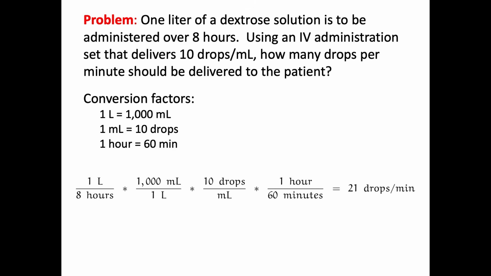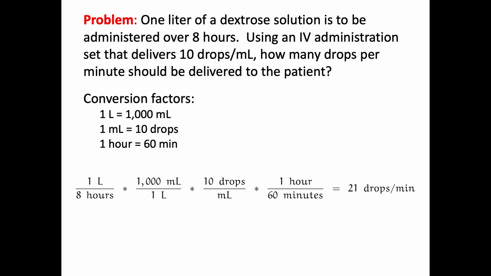Okay? So in this case, you can do it in any order. Let's convert our volume first. Let's convert volume in the units of liters to a volume in drops. But my conversion is 10 drops per milliliter, so my first step is to convert liters. So I'm going to take my 1 liter over 8 hours times 1,000 milliliters per liter. My units of liters cancel, and I'm now in milliliters per 8 hours. Okay? We're not done yet, but I'm in milliliters.